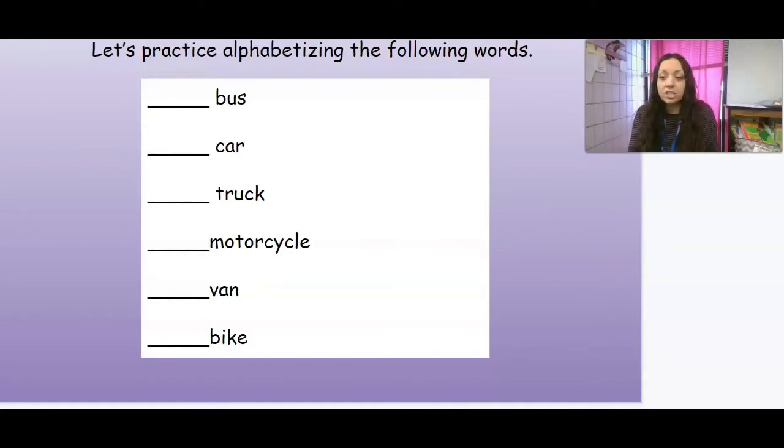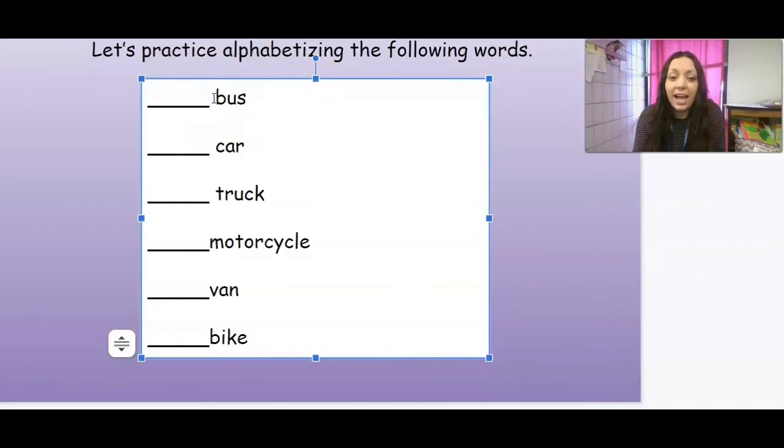So do I have any words that start with A? No. What letter comes after A? B. Very good. Do I have any words that start with B? I do. I have this word, which is bus. Bus. Very good. But I also have down here, I, sneaky E, so bike. So they have the same initial letter, that guide letter. So we need to go to the next letter.